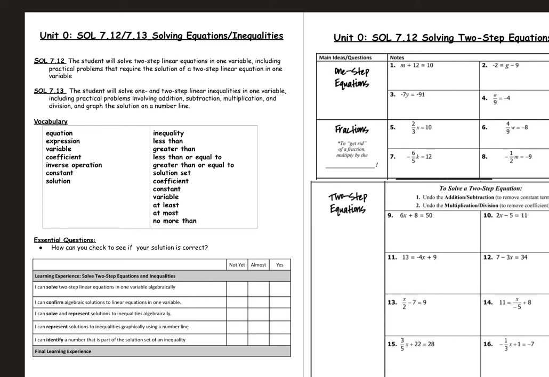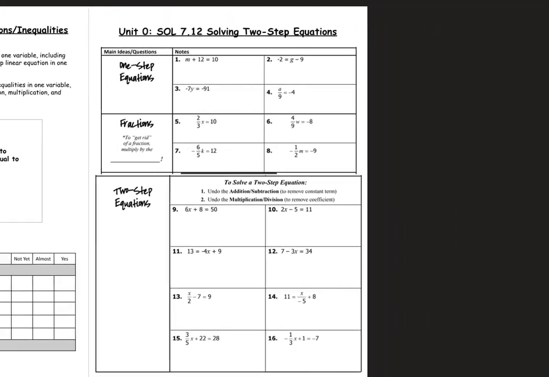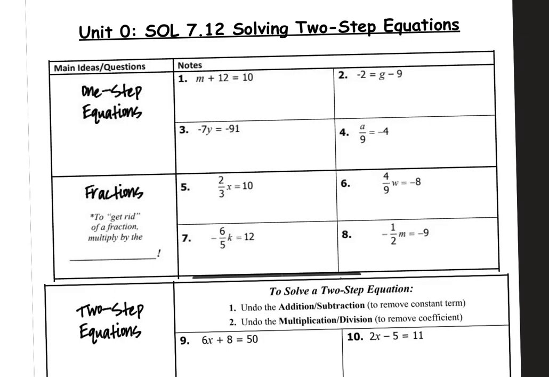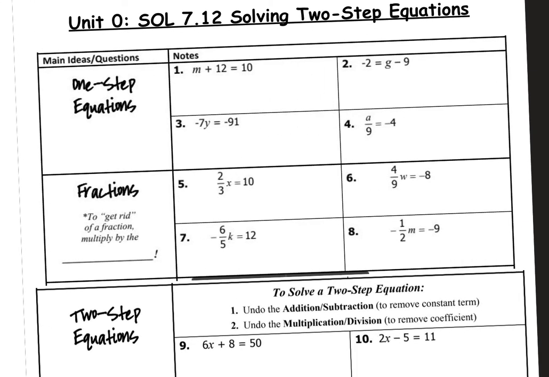So for vocabulary, we're going to look at equation, expression, variable, coefficient, inverse operation, constant, and solution. All right. So with solving equations, regardless of whether it's a one-step, two-step, or multi-step that we will see later on in class, the whole goal is to isolate the variable. And what I mean by isolate the variable is I want the variable on the side completely by itself. Whether it's on the left side or on the right, the variable should be there completely by itself.